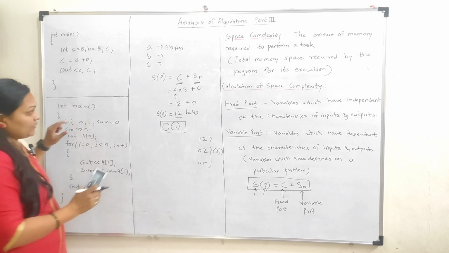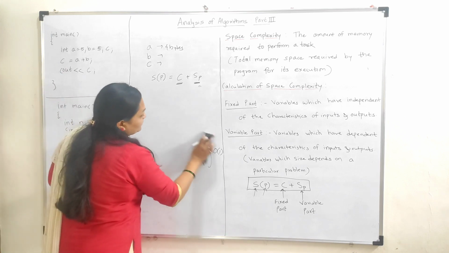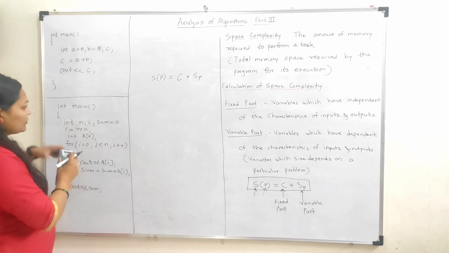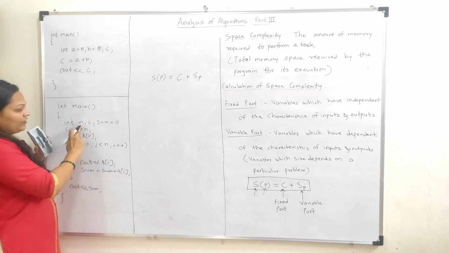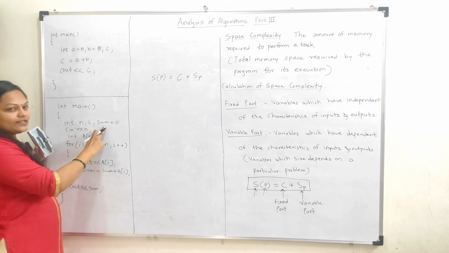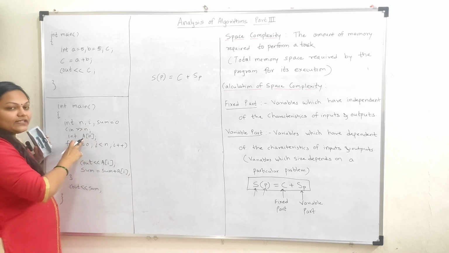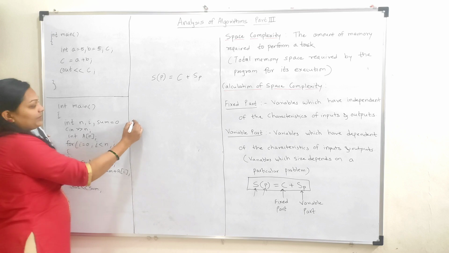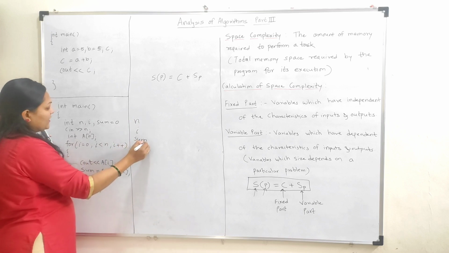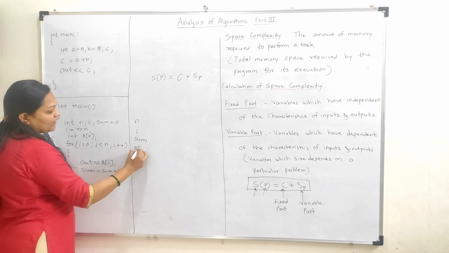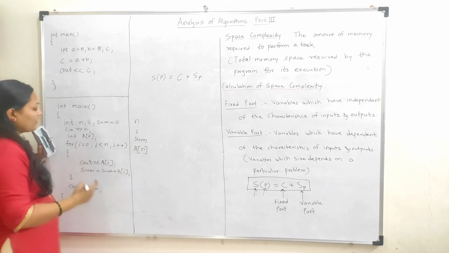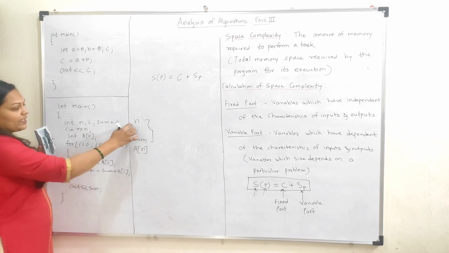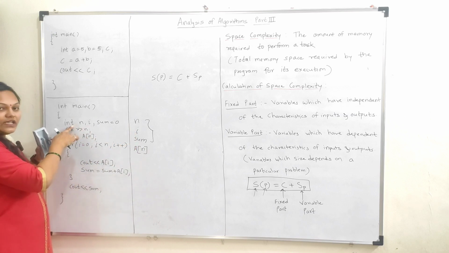Okay, so let's see this example for better understanding. In this example, how many variables are there? You can see n is there, i is there, and sum is there. One more variable is there, that is a. This a is actually an array. So here the variables are n, i, sum, and a. a is an array. These n, i, and sum are the integer variables.